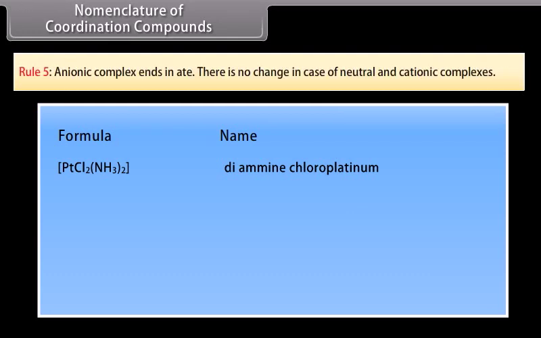Rule 5. Anionic complex ends in ate. There is no change in case of neutral and cationic complexes. Rule 6. The oxidation state of the central metal is indicated by a Roman numeral in brackets.